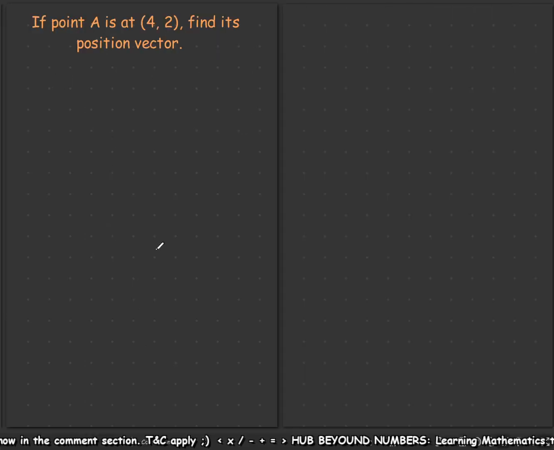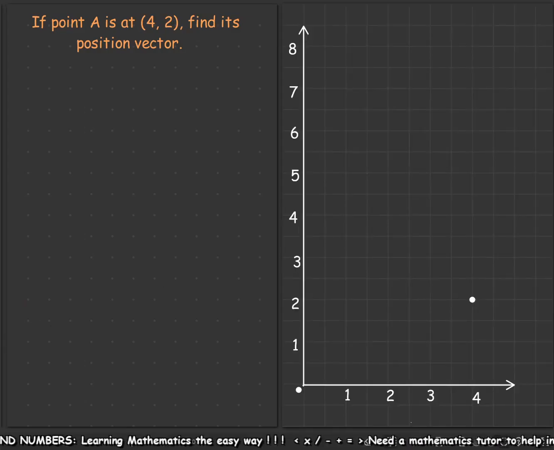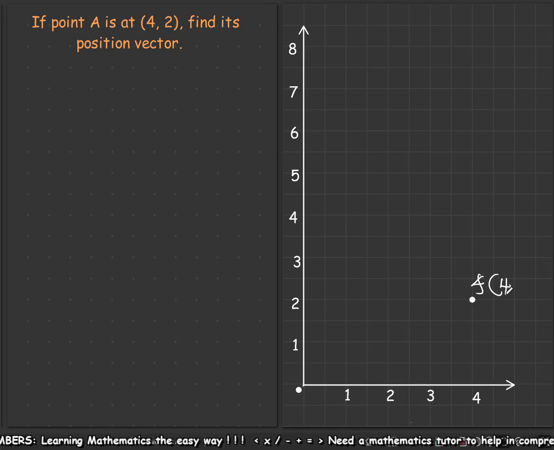So this first question here says, if point A is at (4, 2), you have to find its position vector. For representation, this is the point we are talking about. So point A, as you see over here, and its coordinates are (4, 2). And since we have to find its position vector, per our understanding of position vector, all they want us to do is to write it as OA.